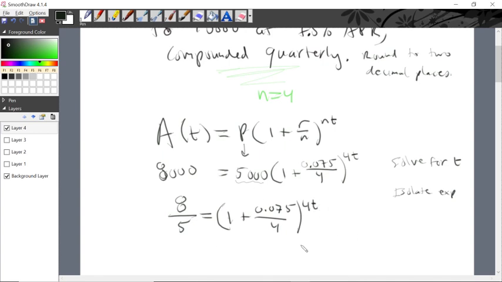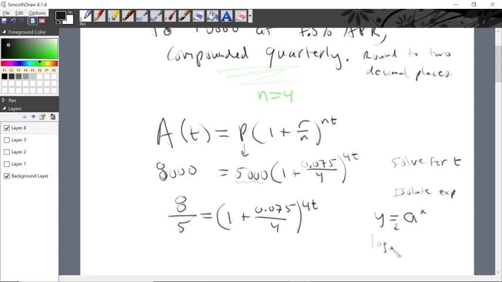And this is an exponential equation of the type y equals a to the x. We have a variable exponent. Right now 4t is the exponent. We have a constant base, this 1 plus 0.075 over 4. And we have an output, 8/5, which is a constant as well. We can solve that by using logarithms.